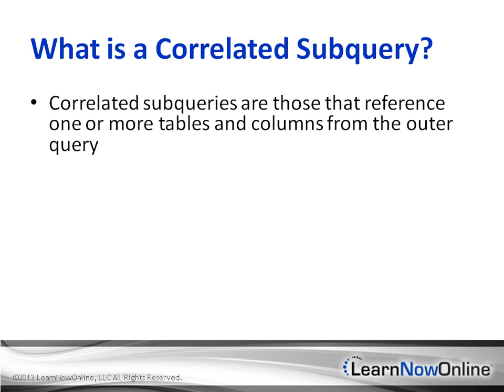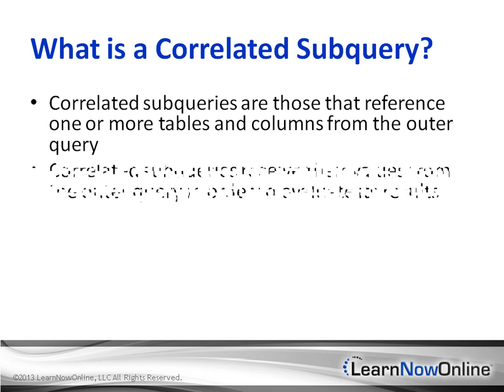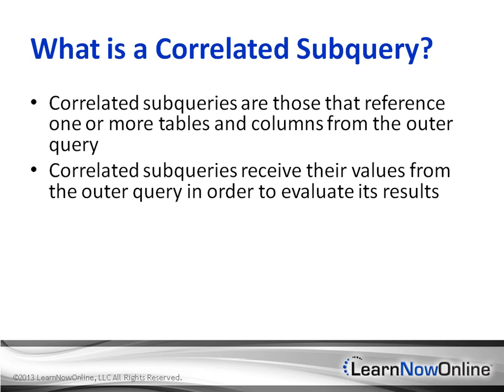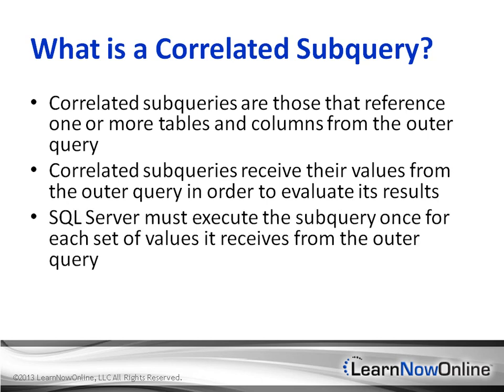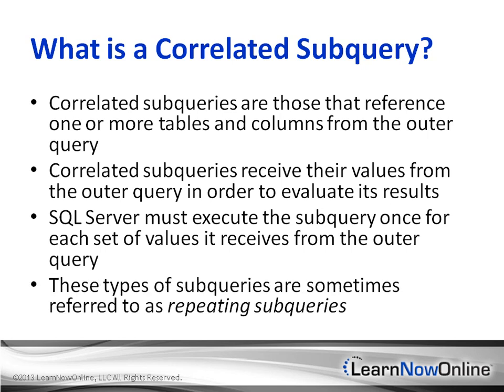So what exactly is a correlated subquery? These are subqueries that reference one or more tables and columns from the outer query. In other words, they're not independent. And they receive their values from the outer query in order to evaluate their own results. So SQL Server must execute the subquery once for every set of values it receives from the outer query. And because of this, correlated subqueries are sometimes referred to as repeating subqueries.